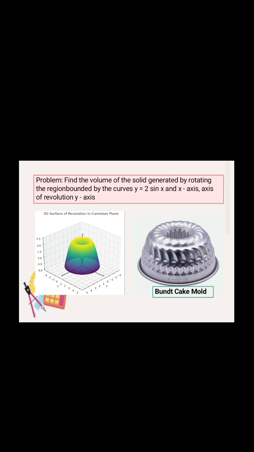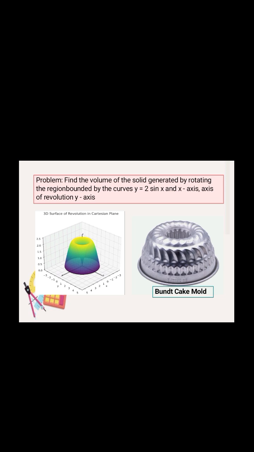Next, let's proceed to the problem. Find the volume of the solid generated by rotating the region bounded by the curves y equals 2 sine x and the x-axis. So we got the 3D shape generated. This forms a shape similar to a cake mold.